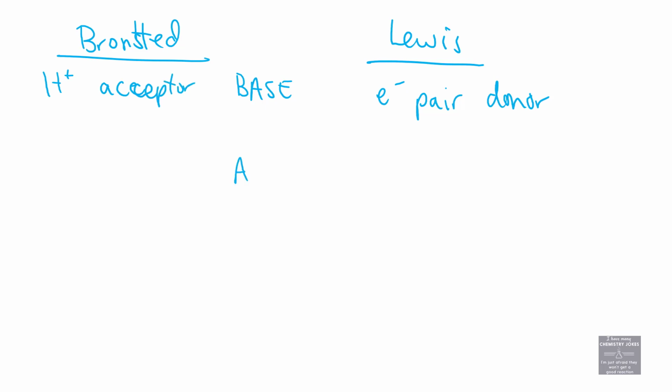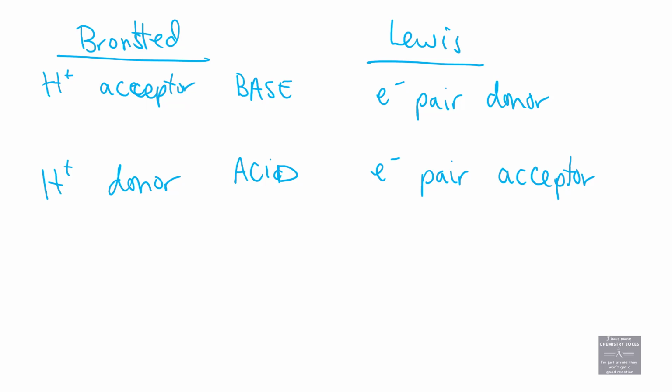A Lewis acid is an electron pair acceptor. A Bronsted acid is a proton donor. Both Bronsted and Lewis talk about acceptors and donors.